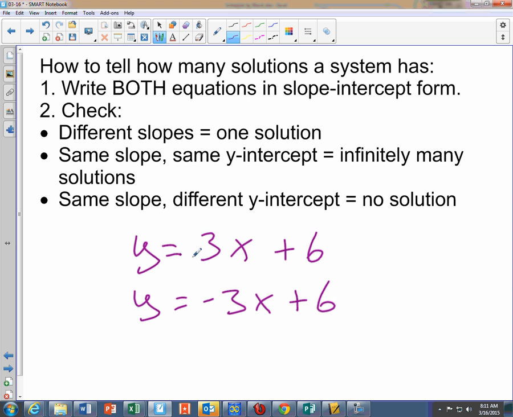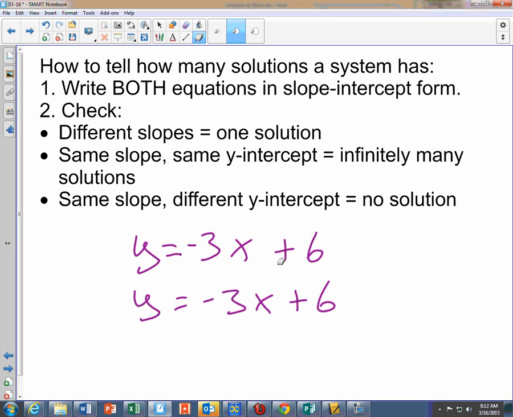Let me change that slightly. Now look at these two equations. Do they have different slopes? No. They have the same slope. If they have same slope, what else do I have to check? I have to check the intercept. Do they have same y-intercepts or different y-intercepts? Same. So how many solutions will there be? Infinitely many solutions. And that should kind of make sense. They're the exact same equation, right? If they're the exact same equation, then they're going to have infinitely many solutions.